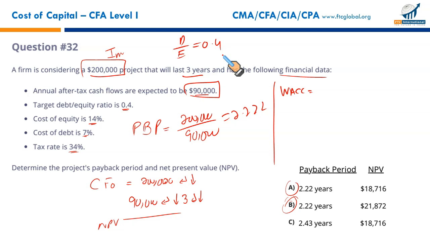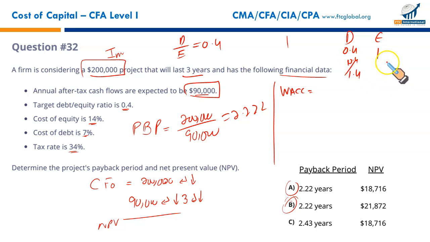It means debt is 0.4 or 40% of equity. If debt is 0.4 of equity, what is equity? Equity is 1. If debt is 0.4 of equity, equity has to be 1. Then what are the total fundings? 1.4. If total funding is 1.4, then what is the debt's proportion? 1 upon 1.4 or 0.4 upon 1.4.